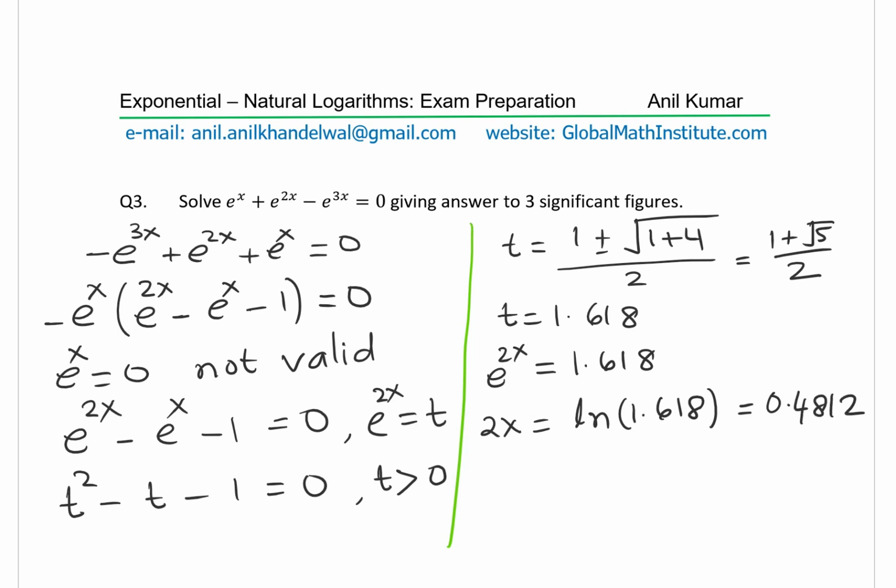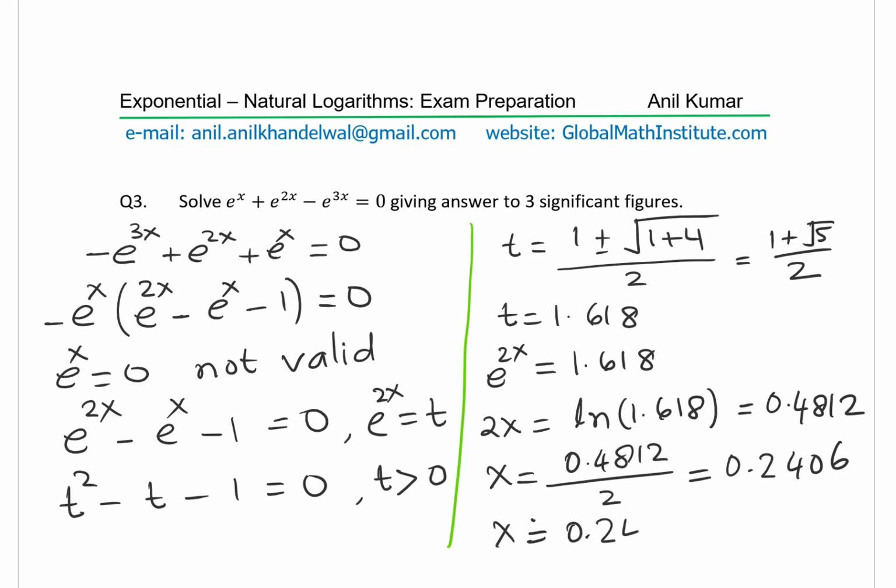We have to write the answer to three significant figures. We'll divide this by 2 now to get the value of x. So dividing by 2, we get 0.2406. So rounding to three significant figures, we get the value of x as 0.241. Okay? So that is going to be the solution for us. So I hope the steps are absolutely clear. So factor and then use quadratic formula to find the answer accurate to three significant figures.